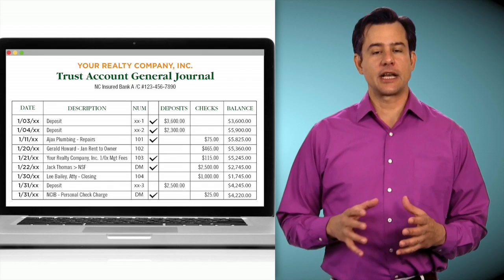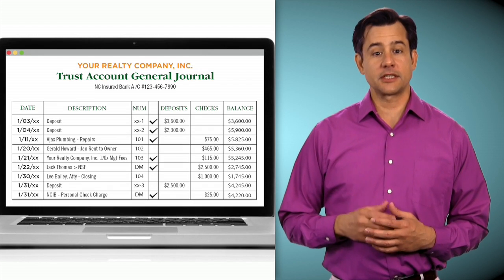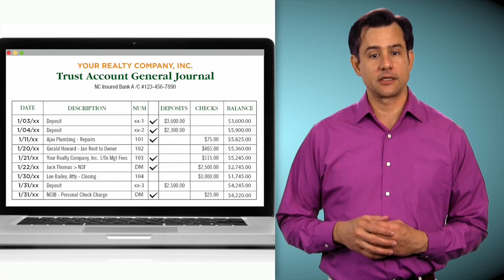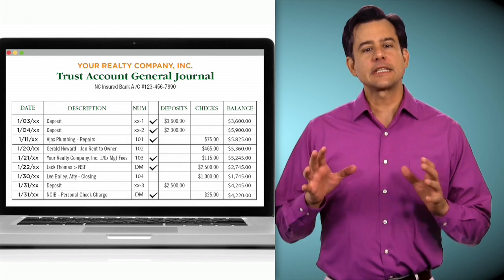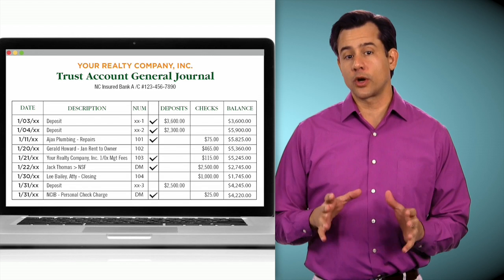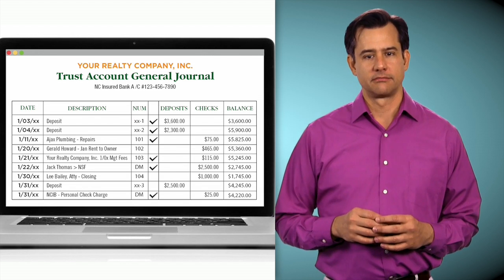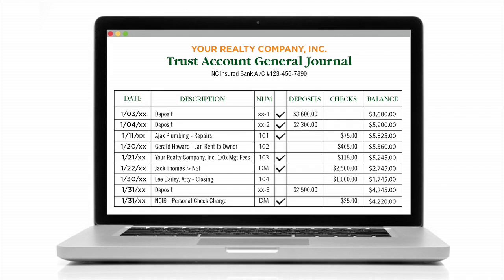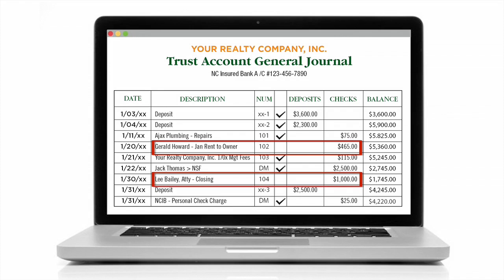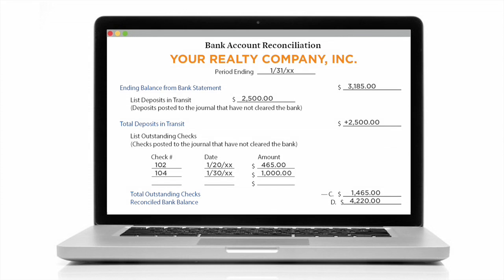Any outstanding checks as of January 31st must be subtracted from the ending balance of the bank statement. Outstanding checks are checks that have been recorded in the Trust Account Journal, but they have not cleared on the bank statement. In examining the Trust Account General Journal, you can see that checks number 102 and 104 have not been checked off as cleared. So enter the outstanding checks on your bank reconciliation. Now, total your outstanding checks.